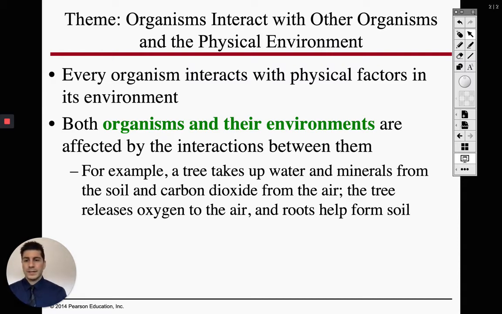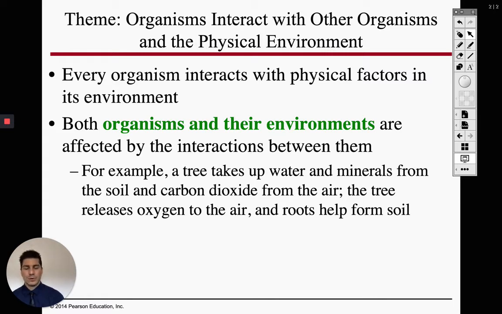Both organisms and their environments are affected by the interactions between them. For example, your book talks about a tree, and it's able to take up water and different minerals from the soil, and the tree, we know, releases oxygen into the air, which is good. That's a nice relationship between us and the plants. And then the roots actually help.